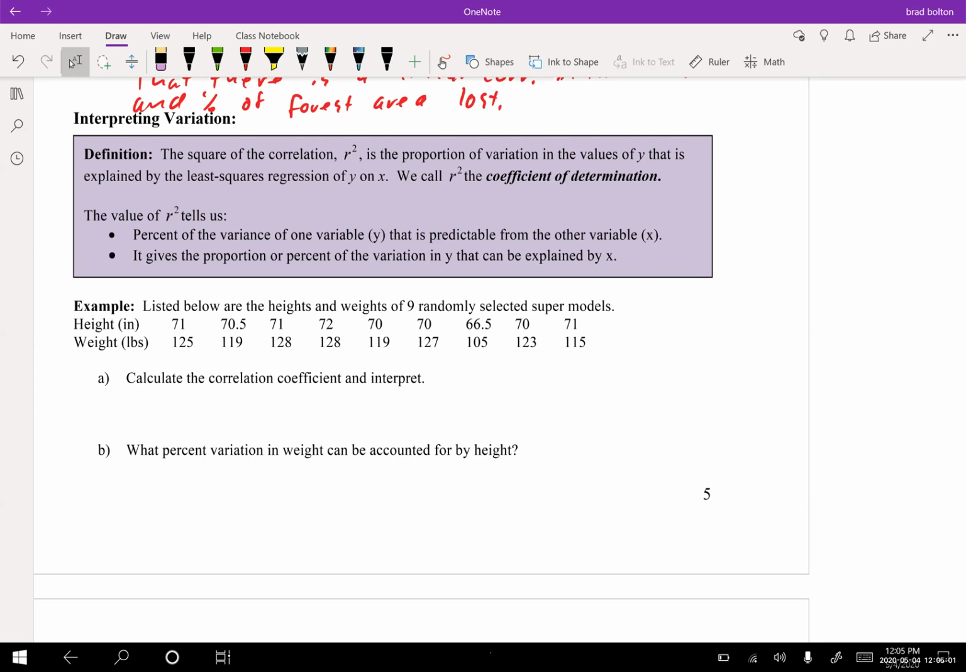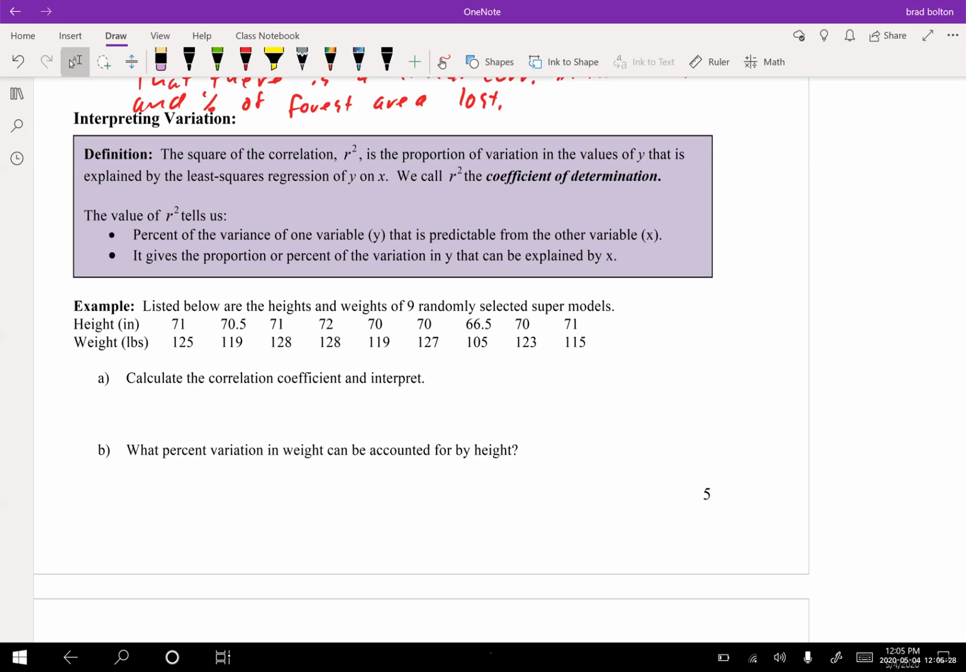So we could use the supermodel problem listed below. I think we're going to later on do one with miles per gallon of a car and weight of cars. So you're going to notice that it seems like the heavier the car is, the worse its miles per gallon is. So we're going to try to come up with how much of the variation in miles per gallon can be explained by the change in weight of cars.